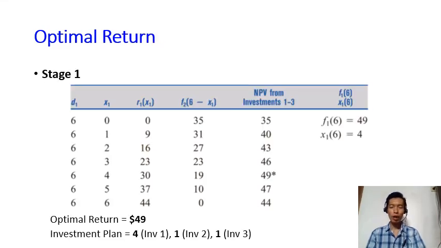Okay, so that was the optimal investment plan. Invest $4,000 in investment 1, $1,000 in investment 2, and $1,000 in investment 3. If we follow that plan, then we will get the maximal return of $49,000, as you can see here.